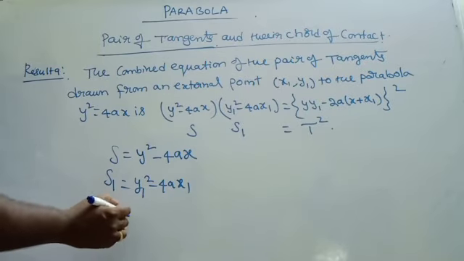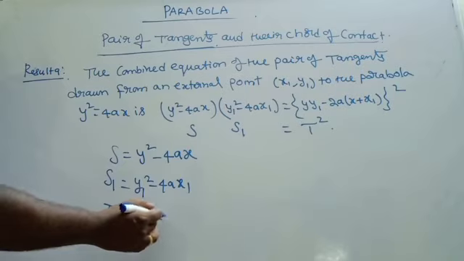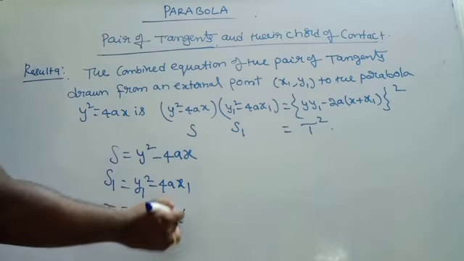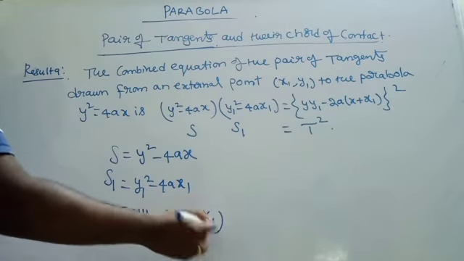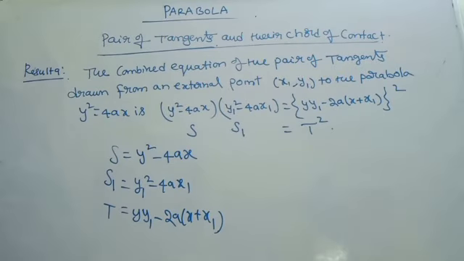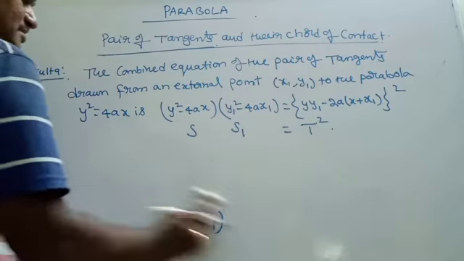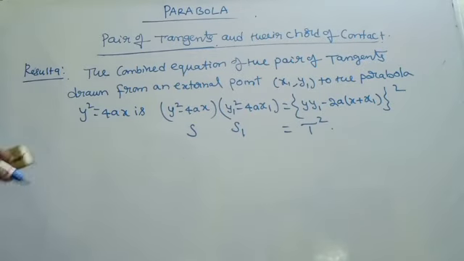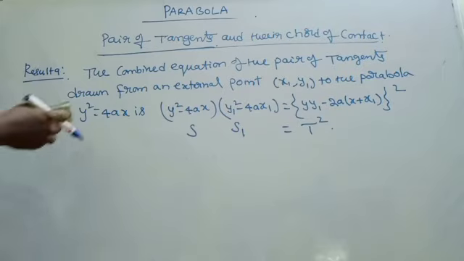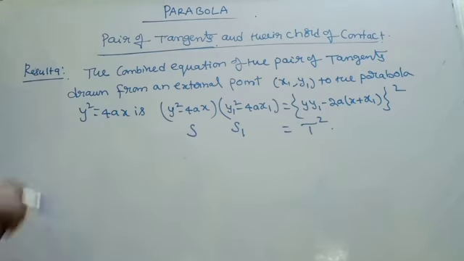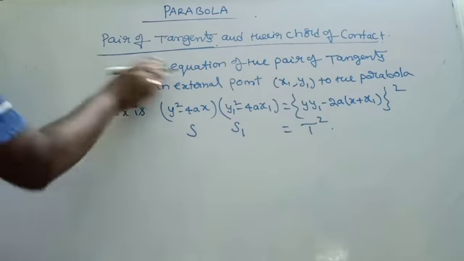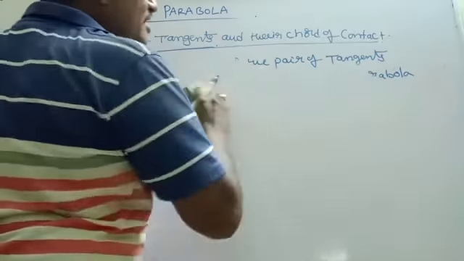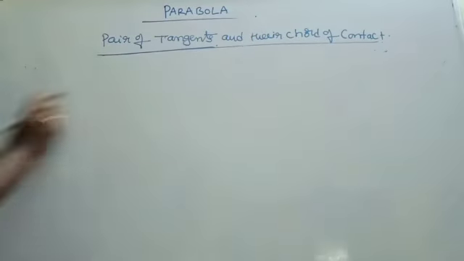Actually, T is equal to y·y1 − 2a(x + x1). This is the equation of the tangent, and S1 is like this. Now we are going to get S·S1 = T². How? I am erasing this because the space is not sufficient. See here how we are going to get the combined equation of the pair of tangents.